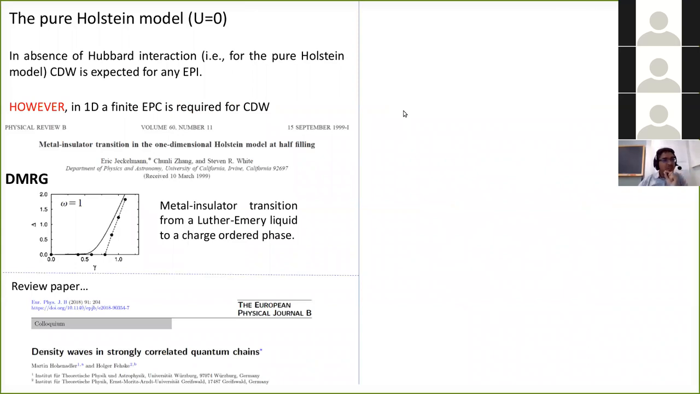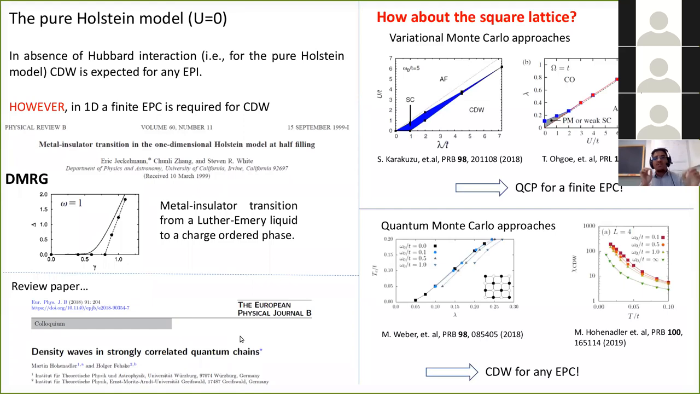What happens is, for the pure Hubbard-Holstein model with U equals zero, as I told you, if you have perfect nesting, probably you should have charge ordering for any electron-phonon coupling. But for 1D, it's a result that is known for a long time from DMRG. It's known that the quantum fluctuations destroy this long range order, and then you have a metal insulator transition at a finite electron-phonon coupling. You can see this discussion in one review paper. So for the 1D problem, it's very well known. The problem is about the 2D.